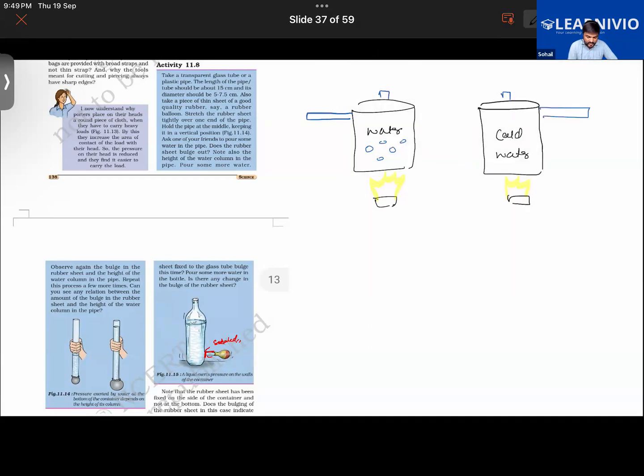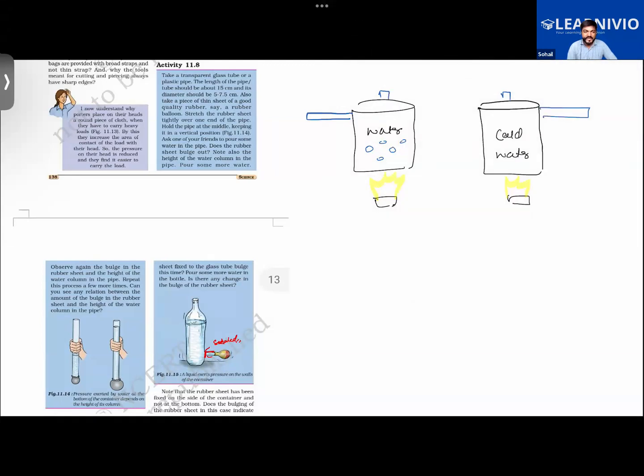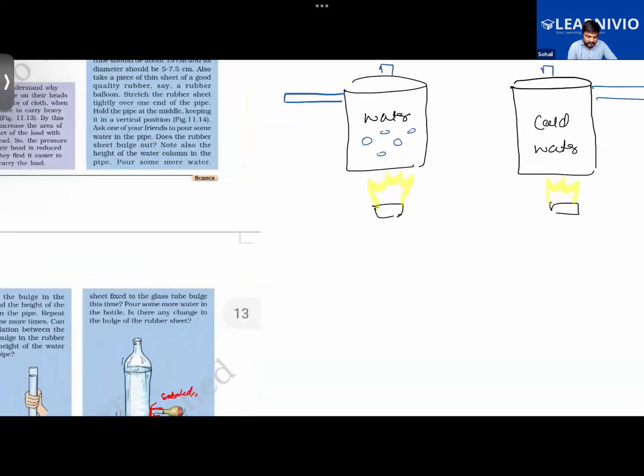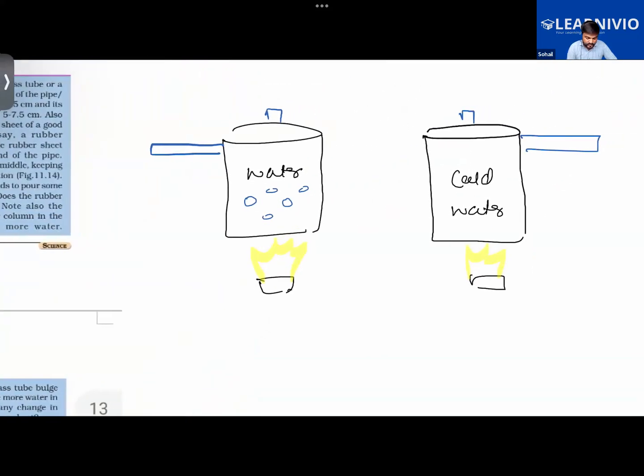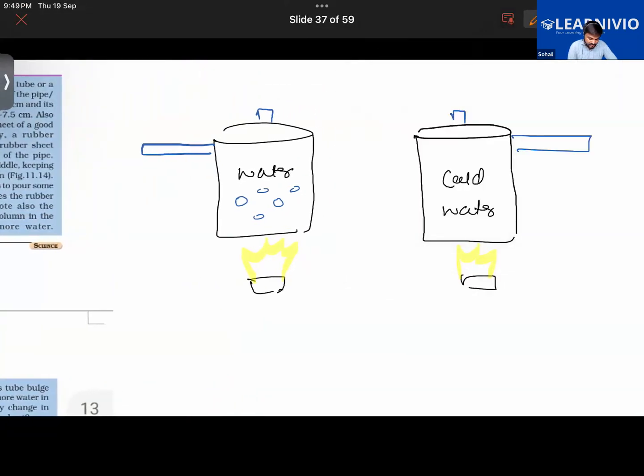So thereby, what happens? The molecules of the water get energized, and they will be hitting the wall of the pressure cooker with more force, so thereby more pressure will be generated. So here temperature is directly influencing the pressure, isn't it, guys? Yeah. So what happens if the nozzle of the pressure cooker does not work properly? It ultimately explodes.